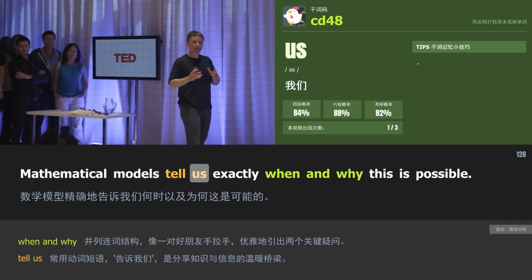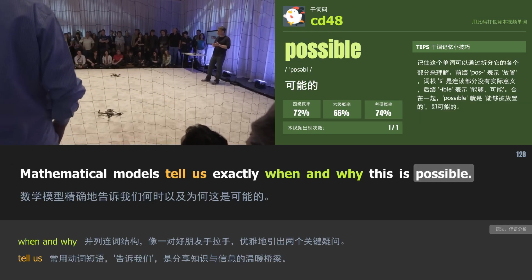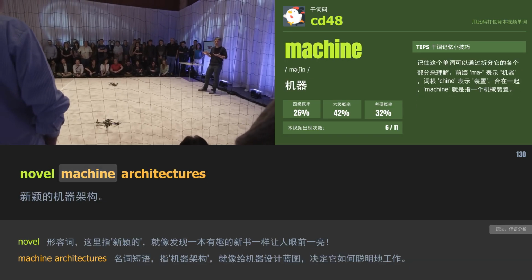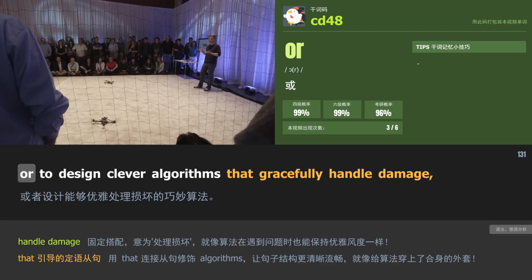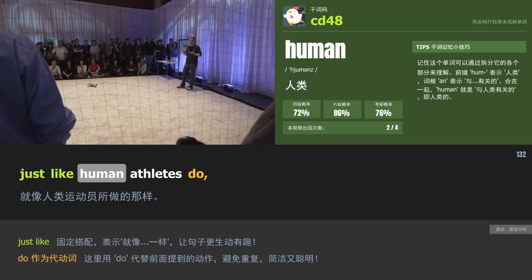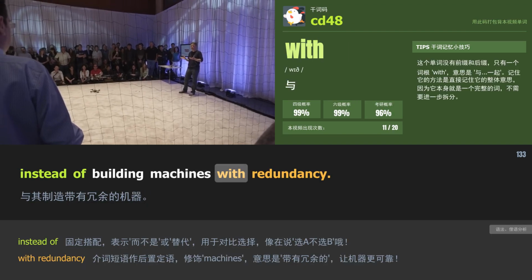Mathematical models tell us exactly when and why this is possible. In this instance, this knowledge allows us to design novel machine architectures or to design clever algorithms that gracefully handle damage, just like human athletes do, instead of building machines with redundancy.